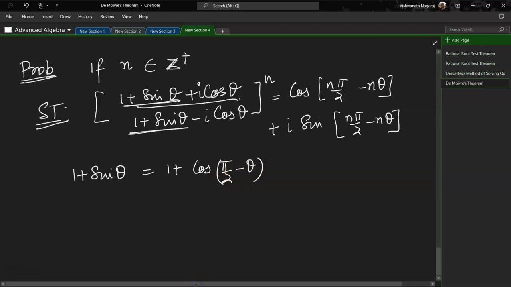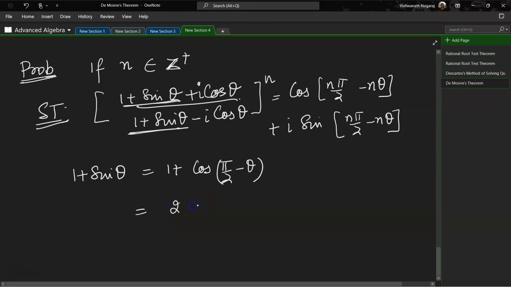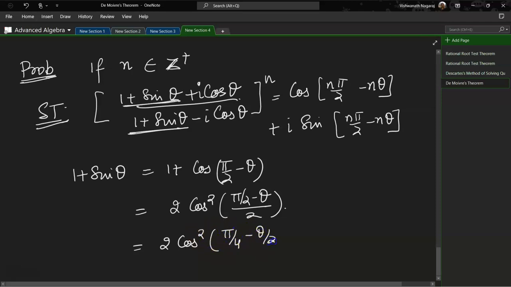They are both same. And why did I do that? Because on the right hand side I have cos in the real part, right? So that is why I'm doing this. Now this can be written as 2 cos square (pi by 2 minus theta by 2), which means 2 cos square (pi by 4 minus theta by 2). Yes.